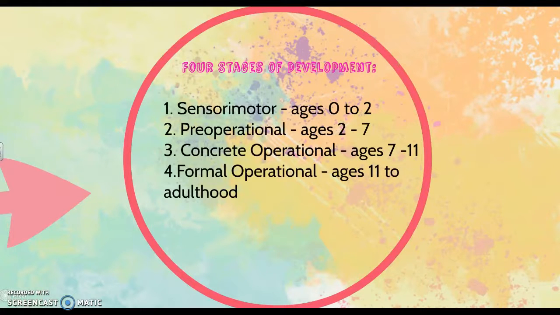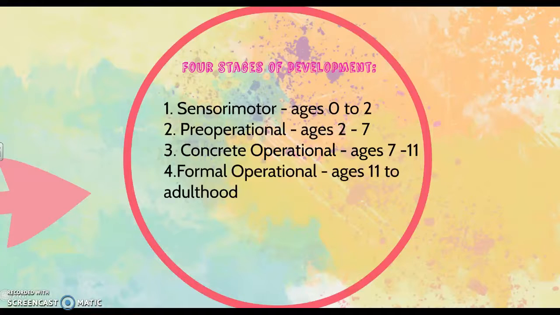The first stage of development is the sensory motor stage. This occurs from ages 0 to 2. In this stage, children are learning about their environment and what surrounds them. They discover people, toys, places, etc. In the second stage, known as the pre-operational stage, it occurs from ages 2 to 7.